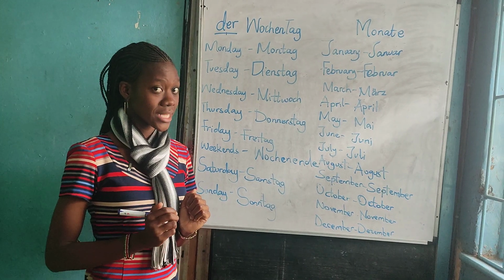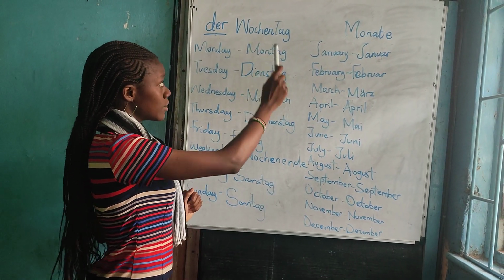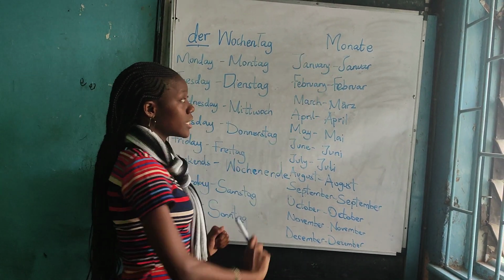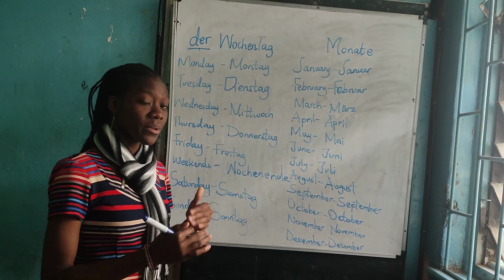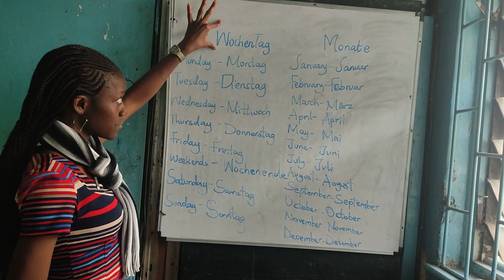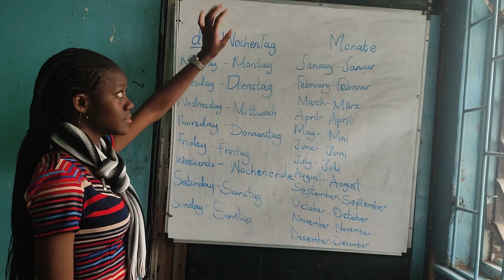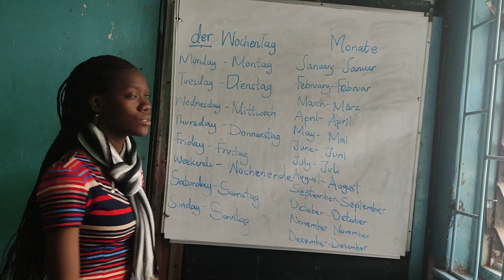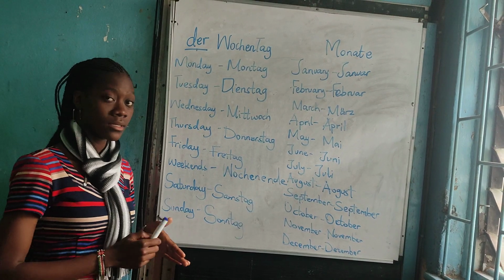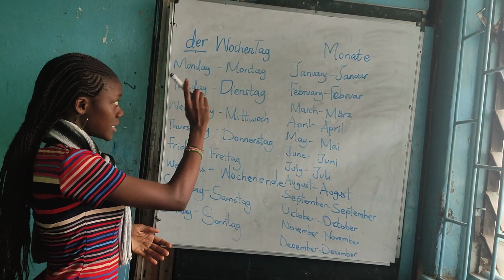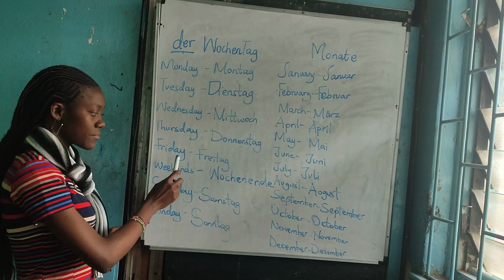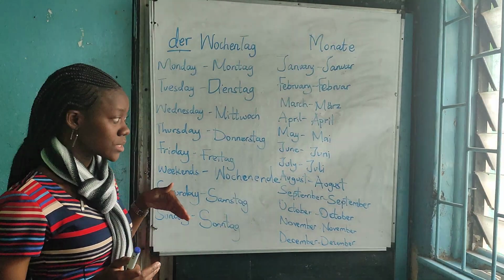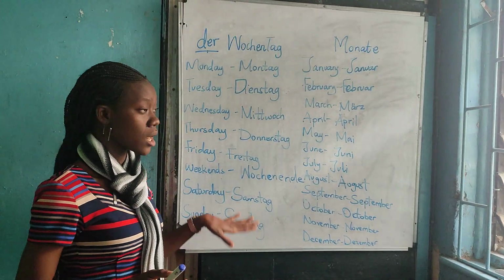Das Thema für heute ist Wochentag und Monate. That means the topic for today is days of the week, Wochentag und Monate, months. Okay, so we have 7 days of the week. That is Monday, Tuesday, Wednesday, Thursday, Friday, Saturday, and Sunday. So I'll be teaching you how to pronounce them, and this is the correct spelling for the days of the week.